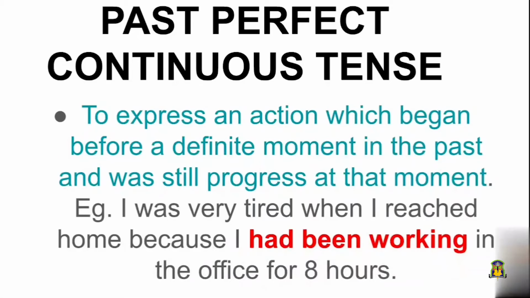Example we will see. I was very tired when I reached home because I had been working in the office for 8 hours. So that person felt very tired when he reached home. The reason is that he had been working in the office for 8 hours. So that was the reason that he felt tired. So in these cases we can use past perfect continuous tense.